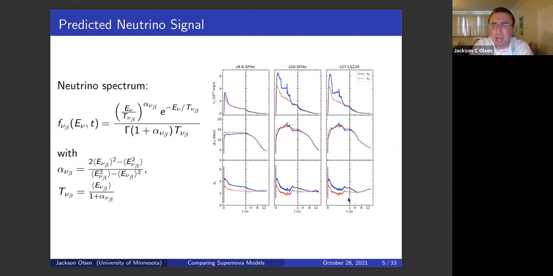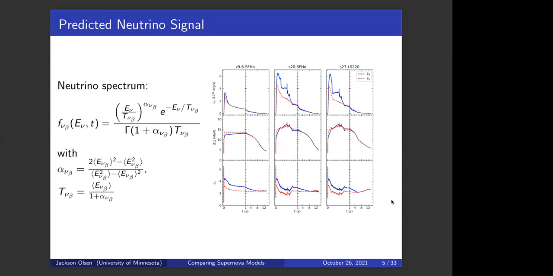But I don't know, the tail here in the PNS cooling phase, at least the 9.6 and the S20 models have very similar shapes, it looks to me. Does that answer your question? Yes, it does. Thank you very much. Sure.